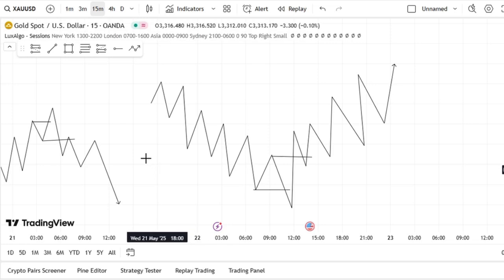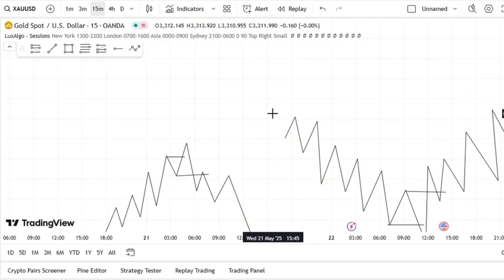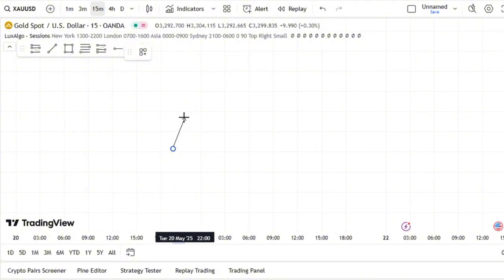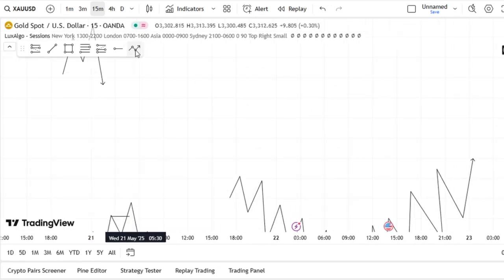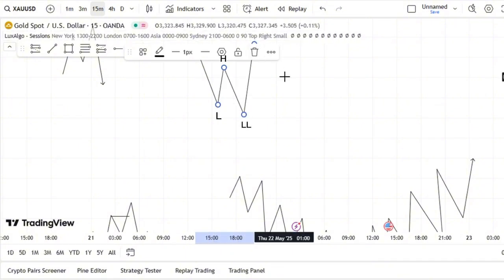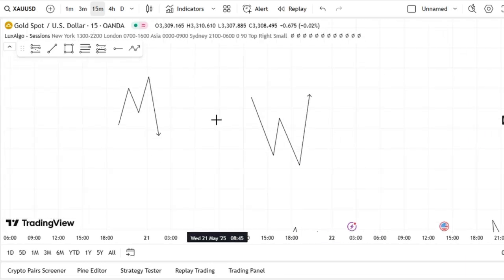Simple as that. So basically, for a breakup pattern to be formed, we need a high, a low, a higher high, and a lower low. In the other scenario, the other way around, a low, a high, a lower low, and then a higher high, basically. So let's hop in the charts and see some examples.